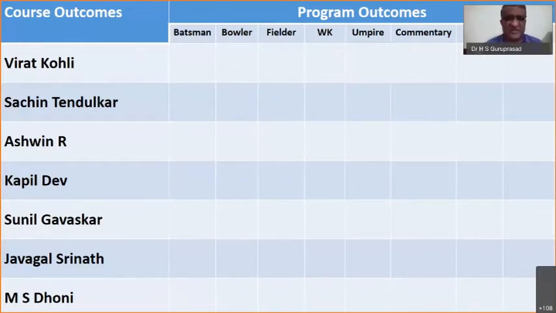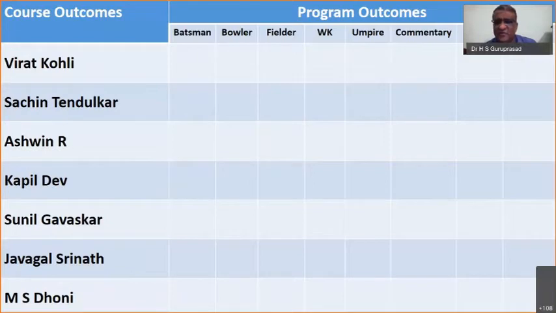Now let us start our exercise. The first CO I will be taking is Virat Kohli. So the first course outcome is Virat Kohli and the first program outcome is batsman. Now carefully understand, the CO Virat Kohli and the program outcome batsman, is there a mapping? Mapping is there or no? You can put it in the chat box.